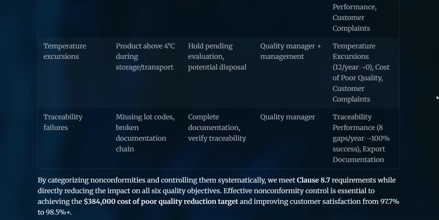Now, by categorizing nonconformities and controlling them systematically, we meet Clause 8.7 requirements while directly reducing the impact on all 6 quality objectives. Effective nonconformance control is essential to achieving the 384 USD cost of poor quality reduction target and improving customer satisfaction from 97.7 to 98.5.